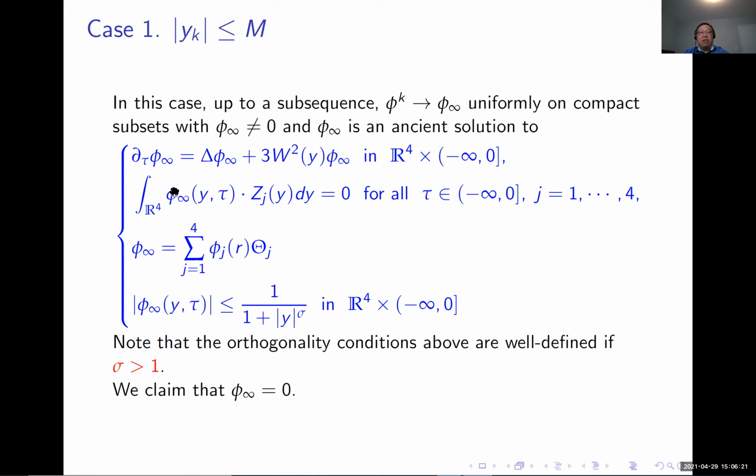and then you need to classify all solutions to this hyperbolic problem. And you can show that all the solutions to the hyperbolic problem are just spanned by Z_j, by the kernel. And then you use the orthogonality condition to show that this is impossible. So this is the first limit. It's an ancient solution for the linearized operator in the whole space.